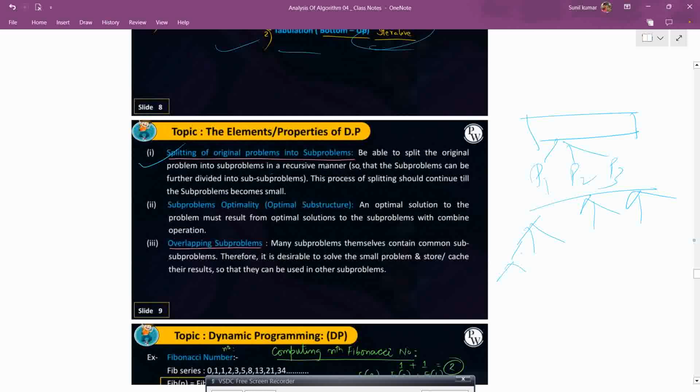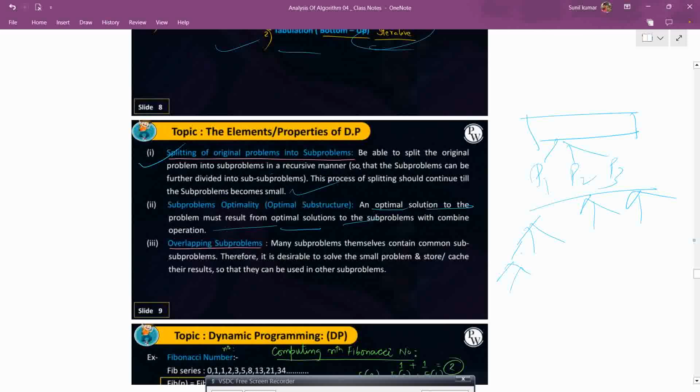This also will split it so that the subproblems can be further divided into subproblems. This splitting process should continue until the subproblem becomes small. Another property of dynamic programming is optimal substructure. An optimal solution to the problem must result from optimal solutions to the subproblems, with a combine operation.